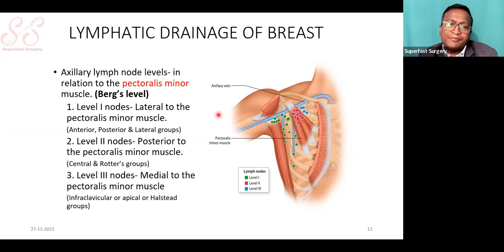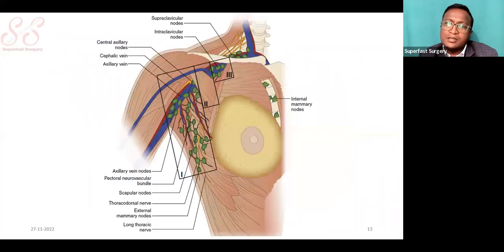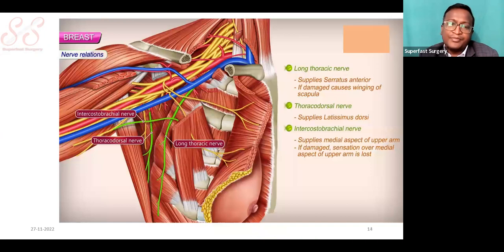So questions may be framed, level 1 lymph nodes includes all of the following except, so we have to be clear in this particular area. So these are the lymph nodes that we discussed just now, level 1 lateral to the pectoralis minor, level 2 posterior to the pectoralis minor, and level 3 medial to the pectoralis minor muscle.